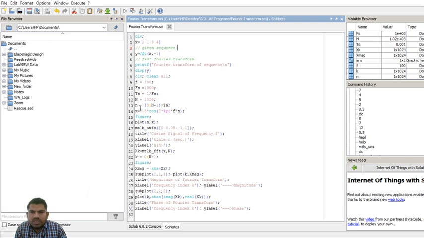Now, to perform the fast Fourier transform, we have to mention n. Here n means the time period. What is this time period? n is equal to 0 to n minus 1, from 0 to 1024, multiplied by the sampling period.